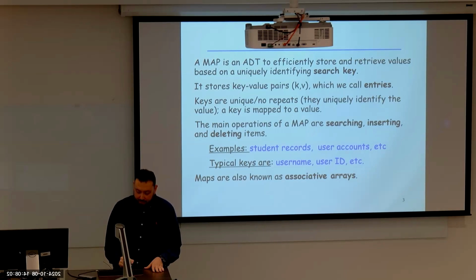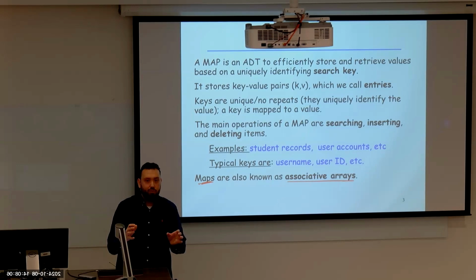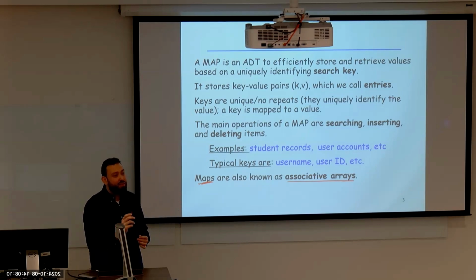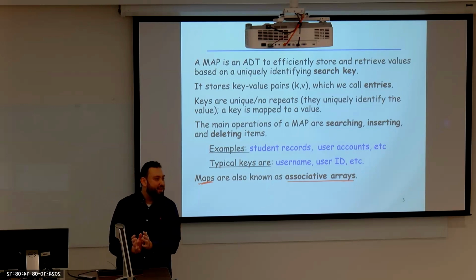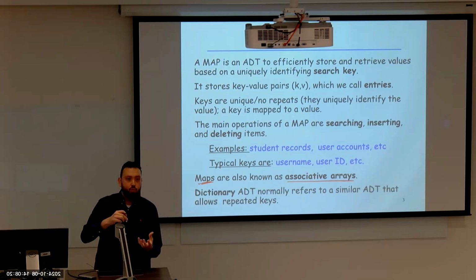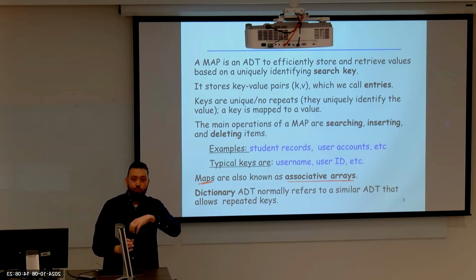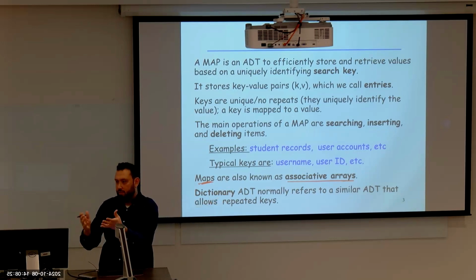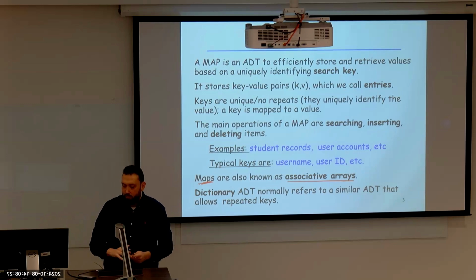Now, the other thing that I want to mention is that maps are also known as associative arrays. So if you see the word associative arrays online, we are referring to maps. Now, there is an almost exactly the same ADT, but it allows duplicate keys, called what? Dictionary. So there's another ADT called dictionary. This one allows the same keys, but it's used for something different than the student address. They have different applications for this.